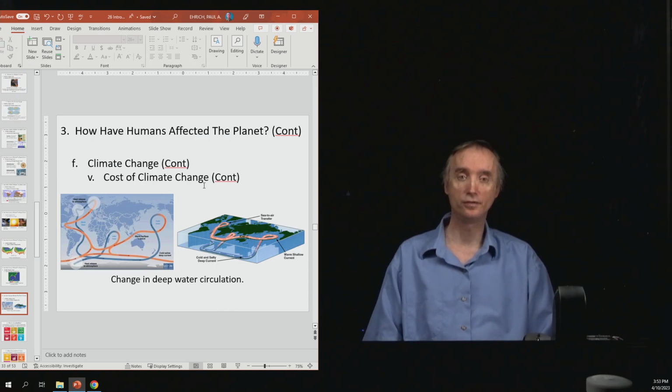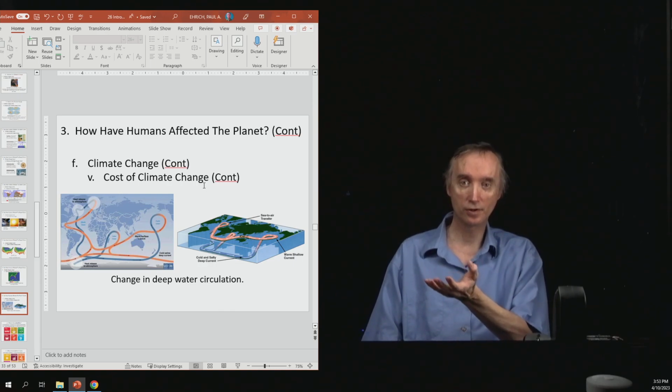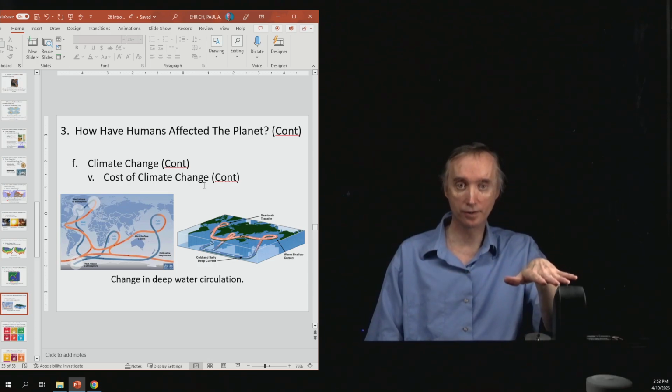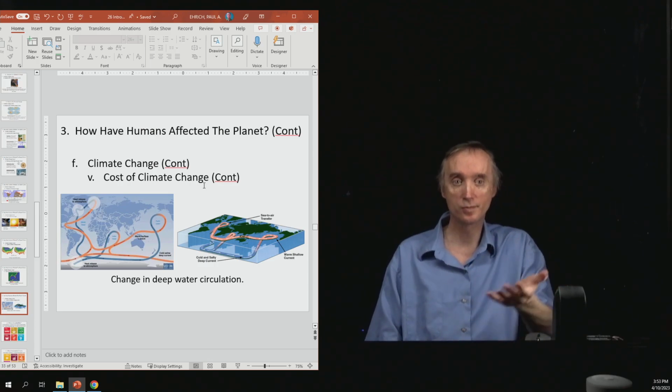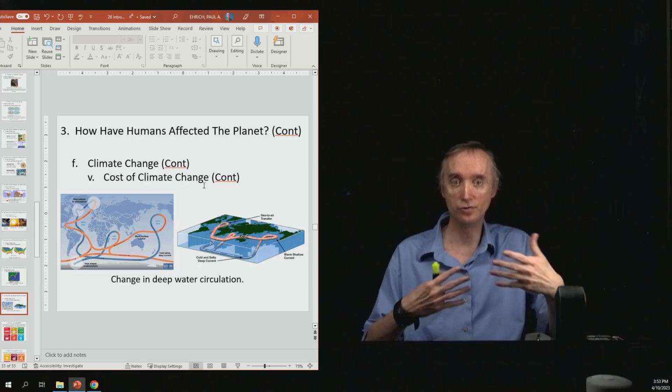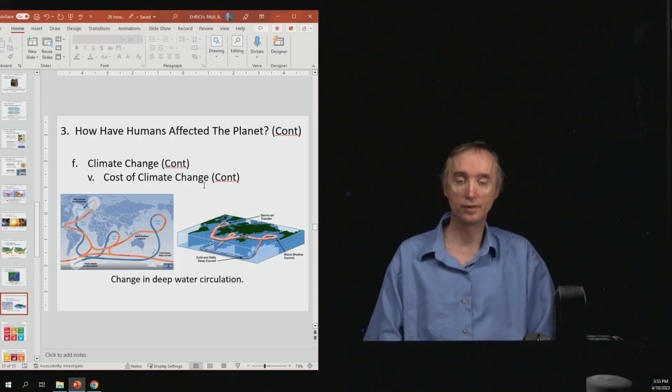One thing that it could affect is upwelling of nutrients. So whenever this material, which was flowing along the bottom of the ocean, comes back up to the surface, it brings nutrients with it. And then different kinds of fish and plankton are going to be eating those nutrients. So it could have an effect on that.